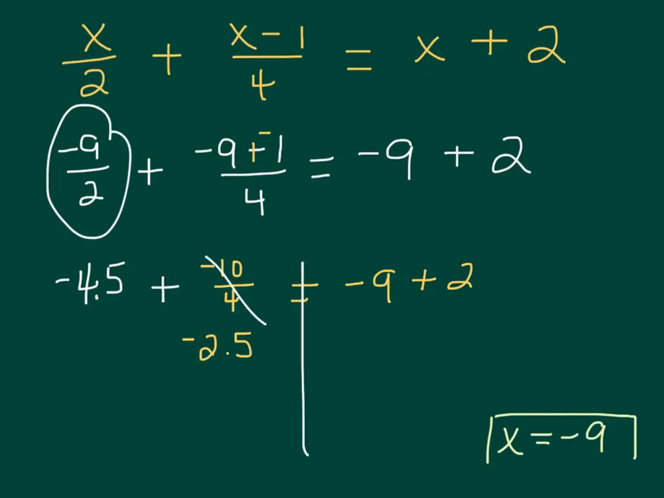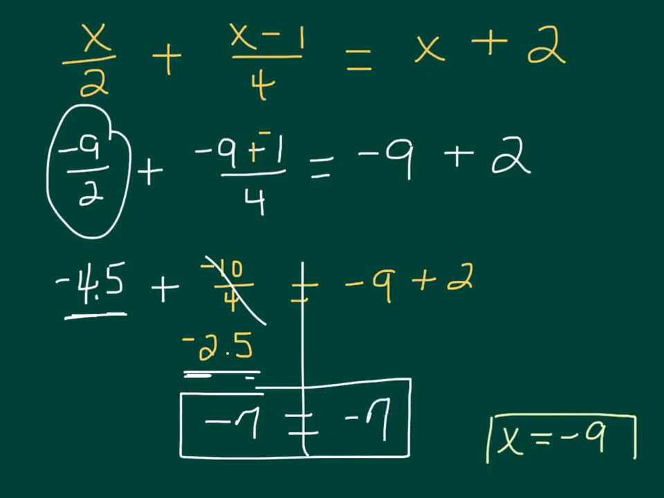Okay, so now I'm just going to kind of work this out. I have -4.5 and -2.5. Well, if I put that together, that's actually, think of it, I put the 4 and the 2, that's 6, and then a half and a half, it's -7. And on this side, I get -9 plus 2, that's also -7. So I got the same thing on both sides, so I know I did it correctly. So my answer of x equals negative 9, I did that correctly.